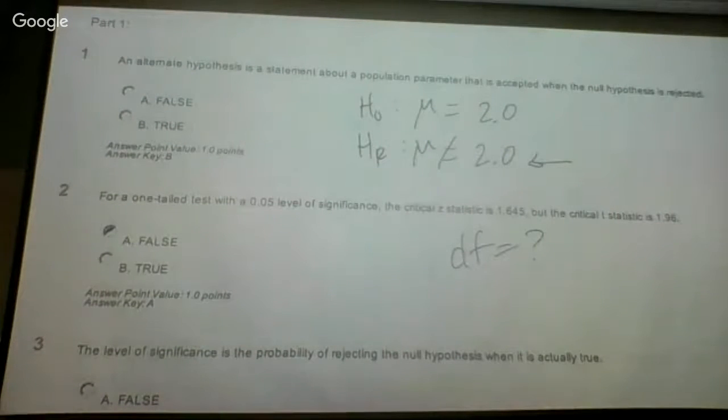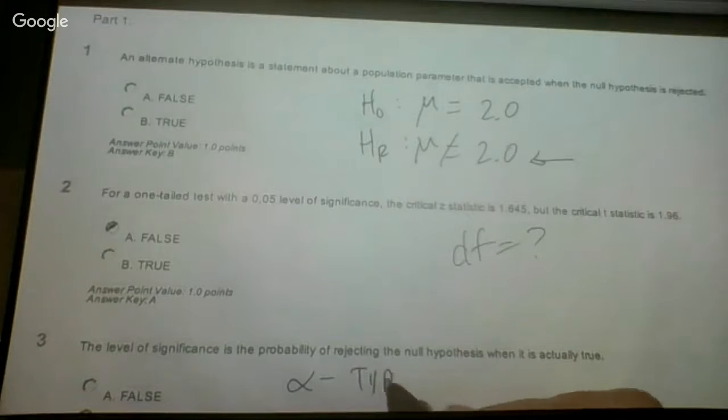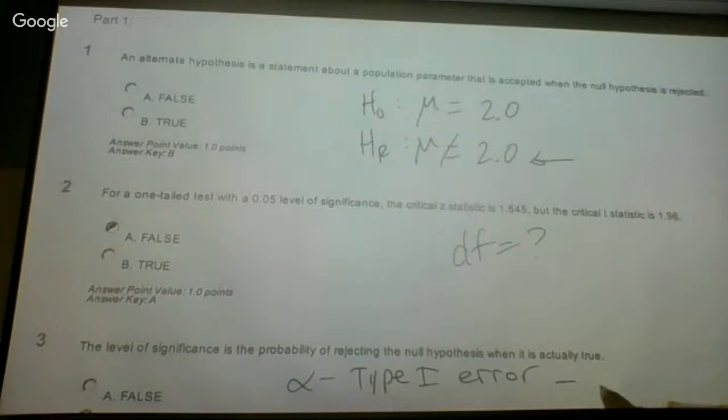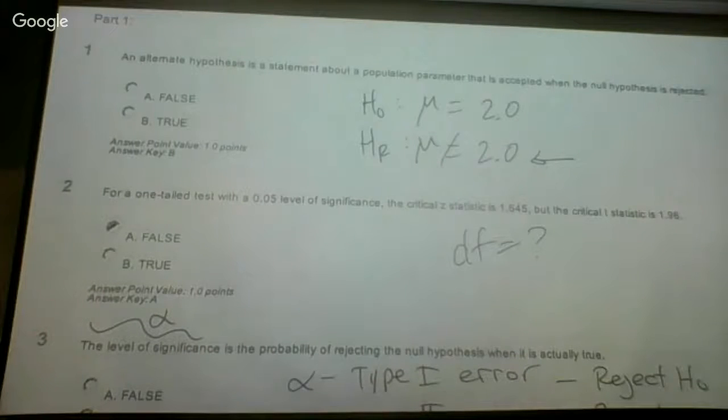3, the level of significance is the probability of rejecting the null hypothesis when it is actually true. So we talked a little bit about type 1 and type 2 error. And alpha is type 1 error. If you're going to make an error, type 1 is where you reject H naught, and type 2 is where you reject the research hypothesis. So for a question like this, the level of significance, which is alpha, is the probability of rejecting the null when it is actually true. So what do you think? Chris? True. True.